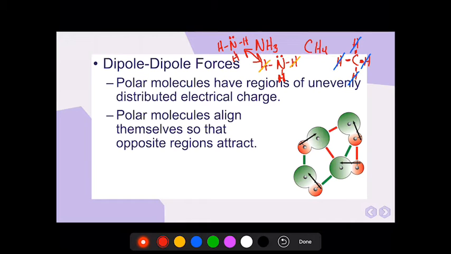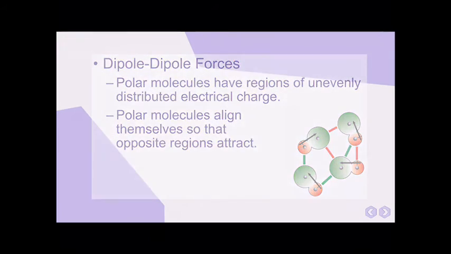So whenever there's a polar molecule, it always is going to exhibit a dipole-dipole force. Polar molecules have regions of unevenly distributed electrons. These extra two up here is what I'm talking about. And polar molecules align themselves so that the opposite regions are going to attract. Those two molecules will attract to each other. So that's how we understand that there's dipole-dipole force whenever the molecule is polar.